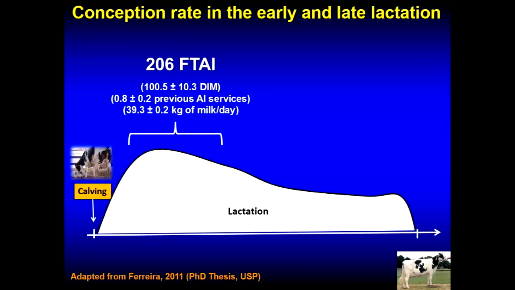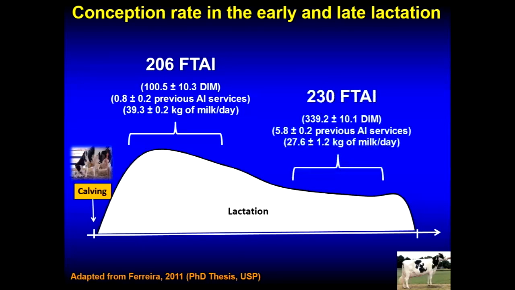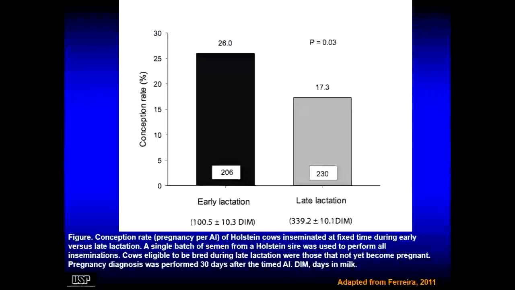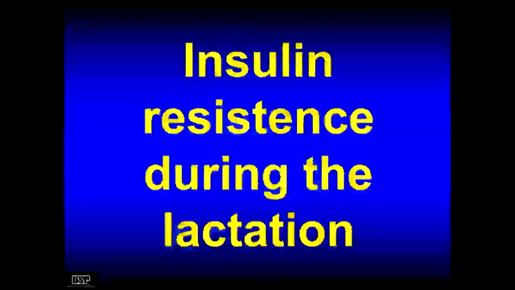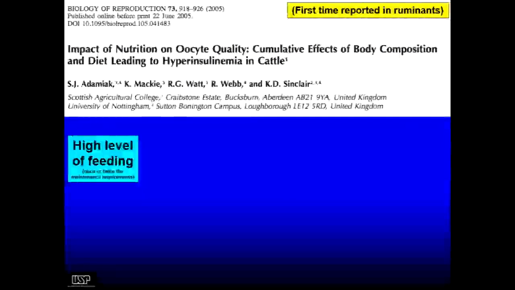So we also did AI on the same day, with the same semen, in cows that were in early and late lactation, just to understand if the oocyte quality and the conception rate is lower. Of course, we confirmed that late lactation has lower efficiency compared to early lactation. So this could be related to insulin resistance. We are studying this now.